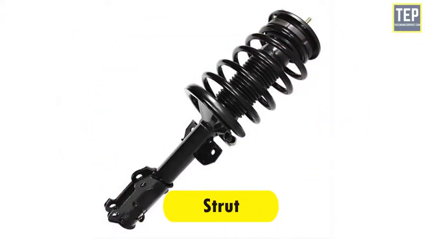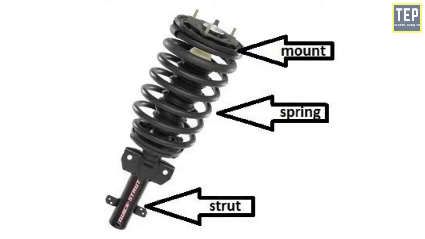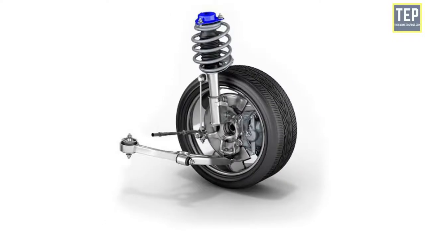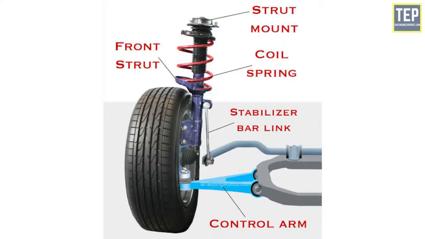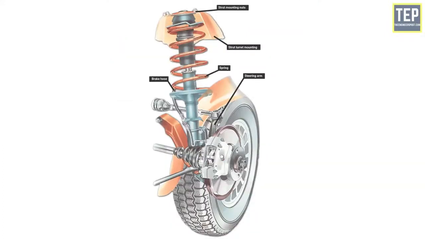Strut. Strut is the main component of the suspension system. A strut is basically the combination of a spring and a damper, which has two ends attached to the frame and the wheel. The spring is used to store kinetic energy as potential energy, and the damper dissipates the kinetic energy into heat energy. Both these components work together to form a strut assembly. The size of the spring used in a strut depends upon the load capacity of the vehicle.